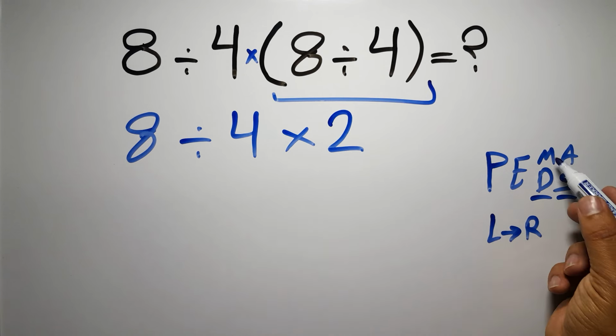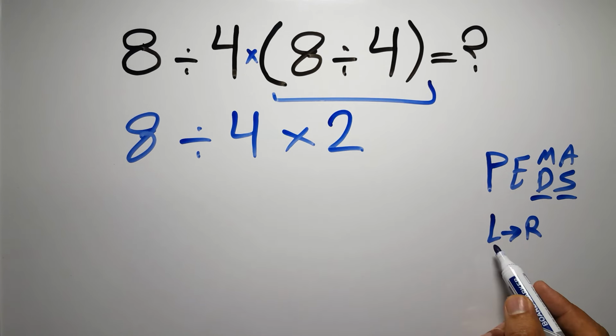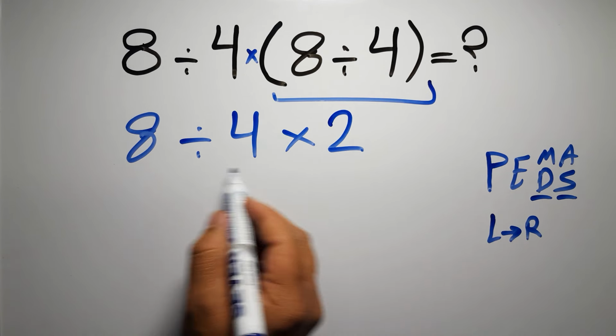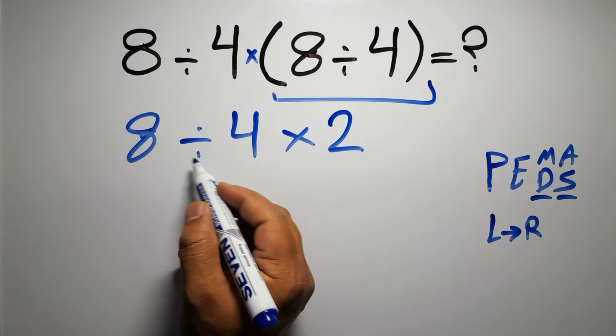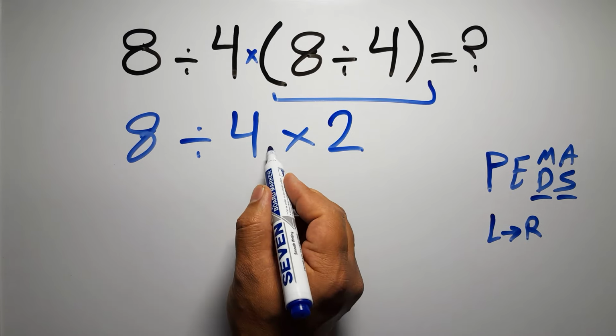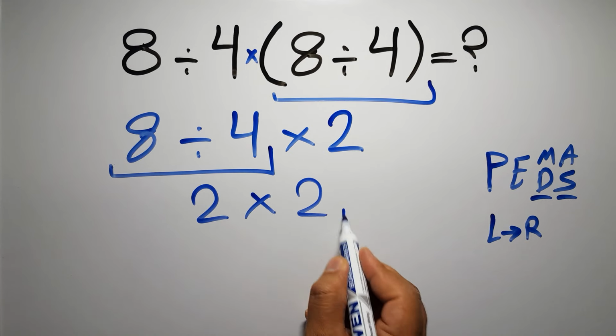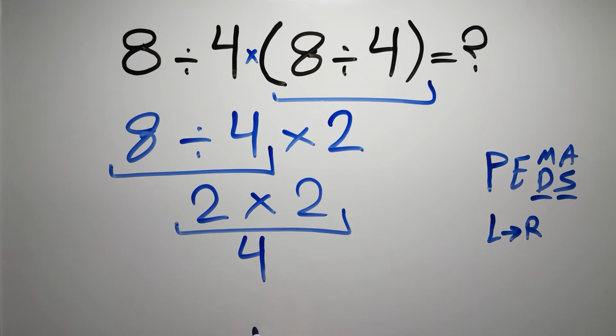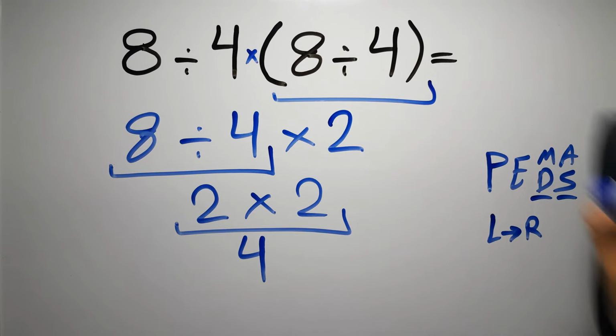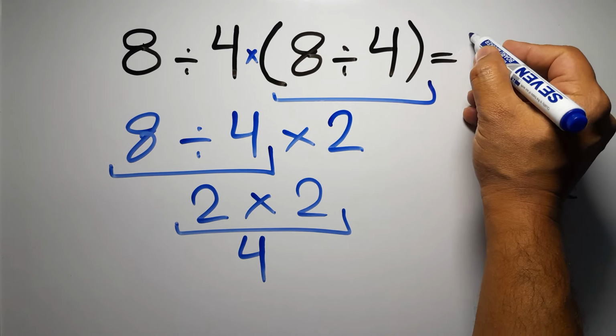As I said, multiplication and division have equal priority and we have to work from left to right. So here, first we have to do this division. 8 divided by 4 is just 2. And 2 times 2 equals 4. And this is our final answer to this problem. The correct answer is 4.